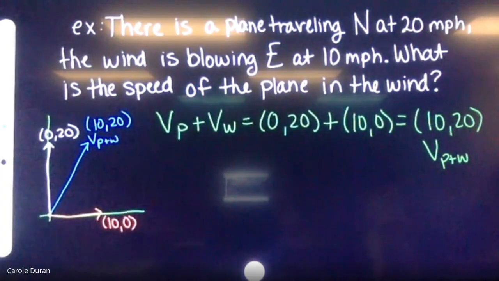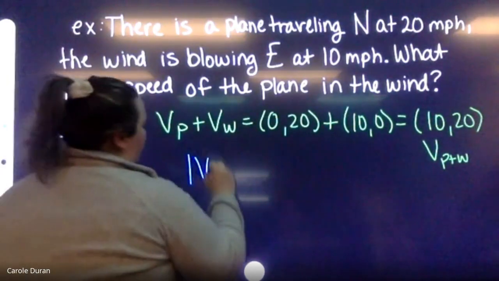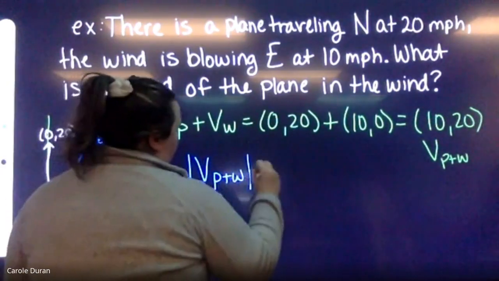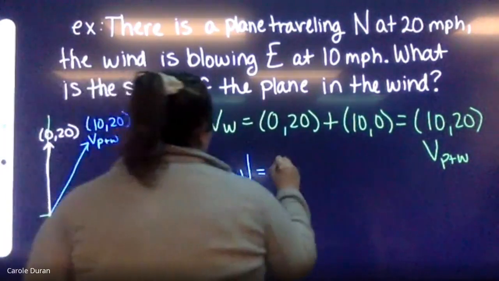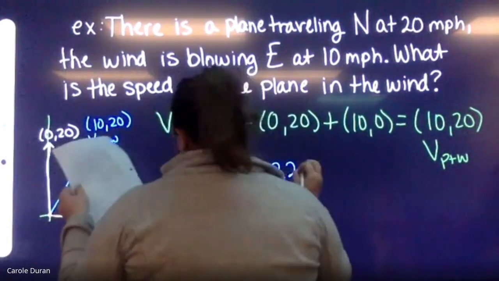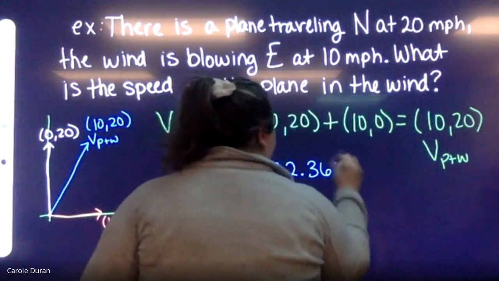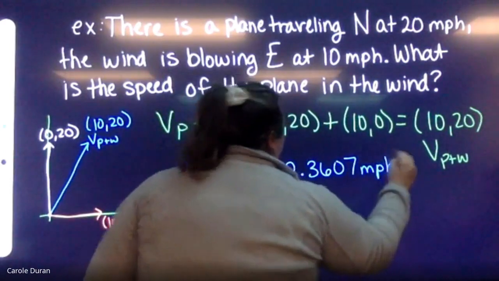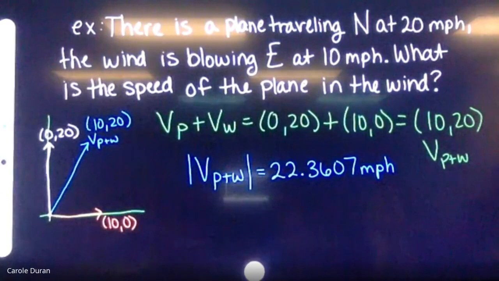Are we gonna have to label the answer when we get it, miles an hour? Well, that wasn't the speed, was it? No, that was just the vector. How do I find the speed now with the plane and the wind? Magnitude of that. Good. Now I need the magnitude of V of P plus W, which comes out to be 22.36 and so on. Do we put miles an hour? And that would be MPH because that's my speed.